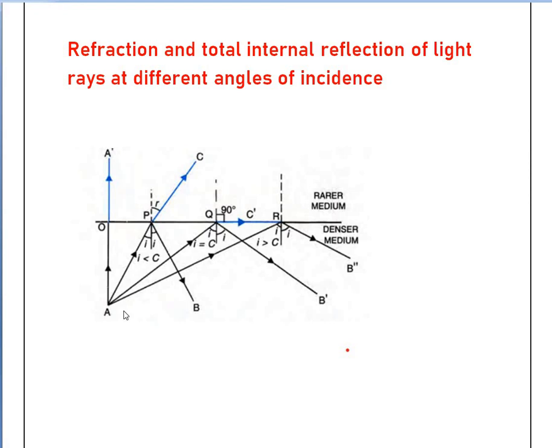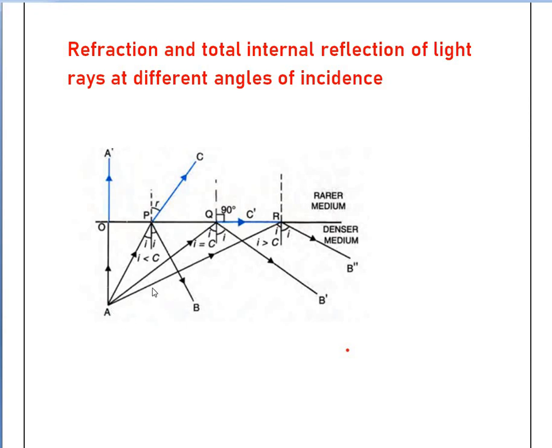The AQ is the incident ray, partly reflected as QB dash and partly refracted as QC dash. So here the angle of refraction r is equal to 90 degrees. You can see that this is the refracted ray, and the angle between the normal and the refracted ray is 90 degrees.